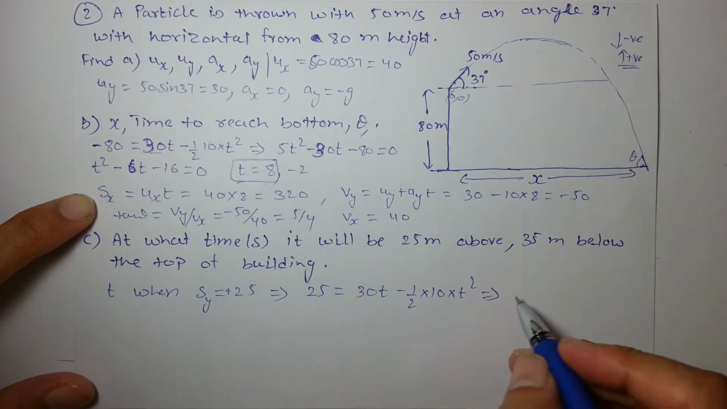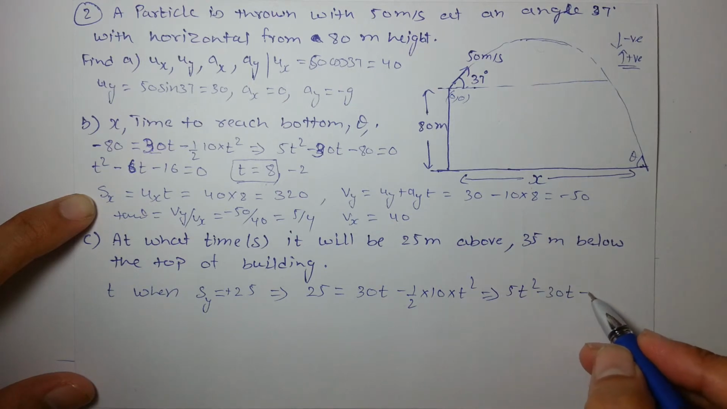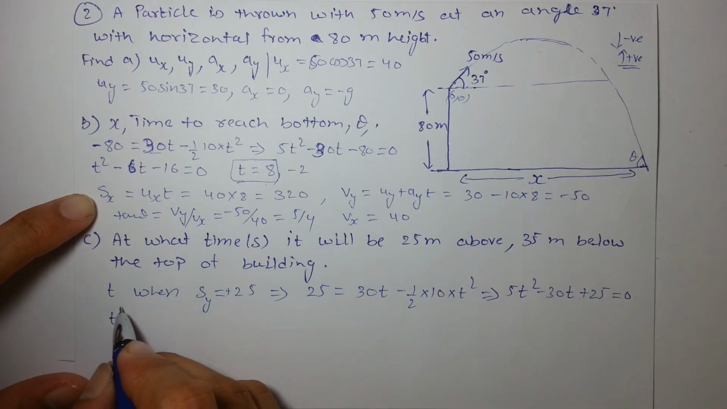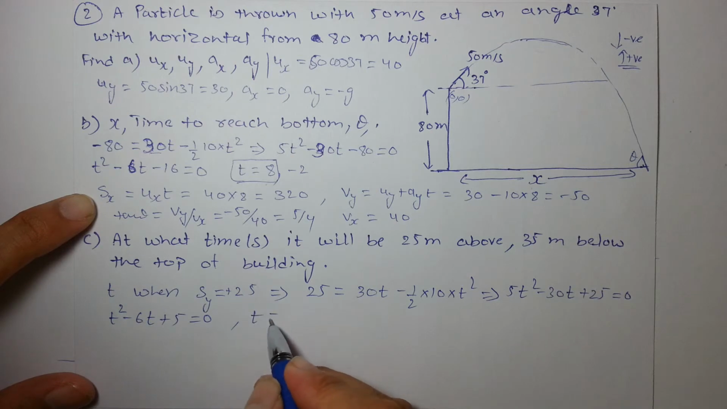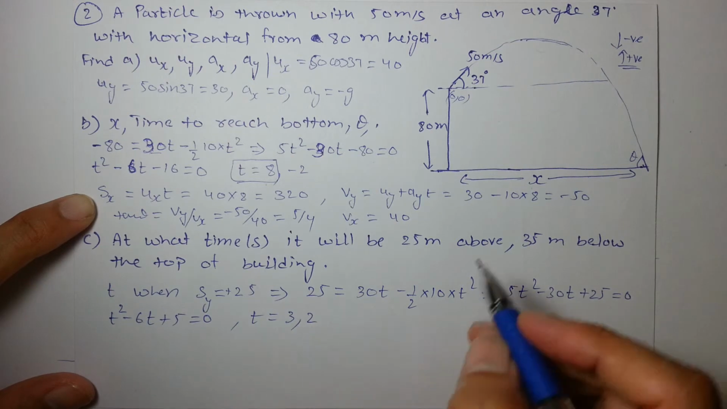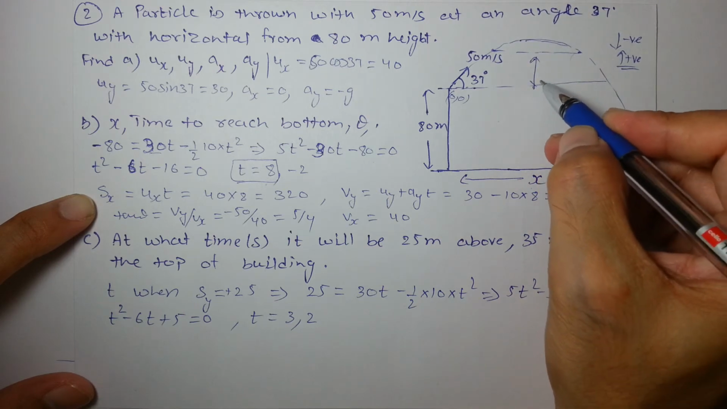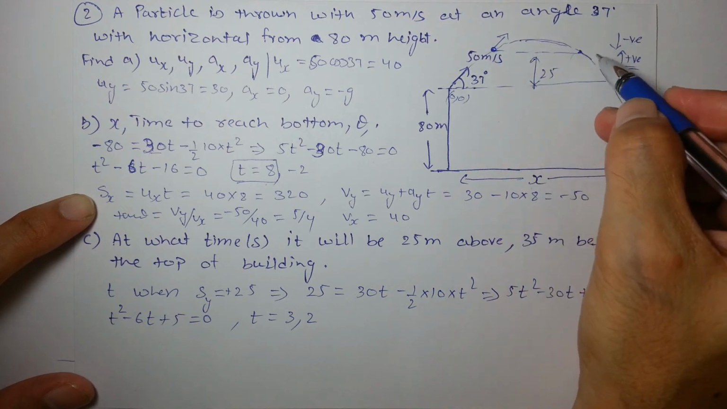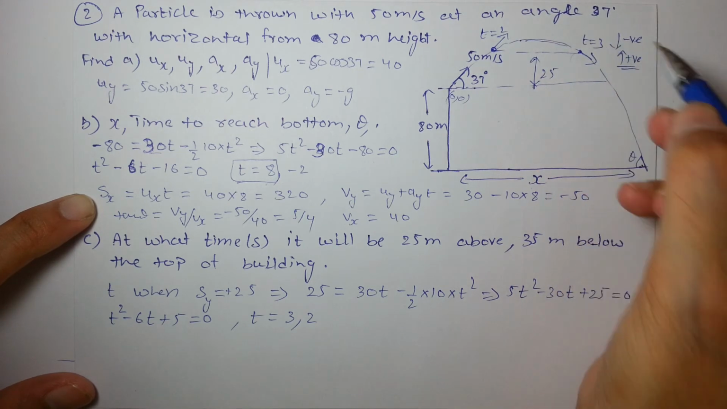So solving this equation, I get 5t square minus 30t plus 25 is equal to 0. Take the 5 common: t square minus 6t plus 5 equal to 0. So I will get t equal to 1, t equal to 5. So it will be obviously when it is 25 meter above the top, there will be 2 instances. One going up, one coming down. So this will be time t equal to 1 and this will be time t equal to 5.